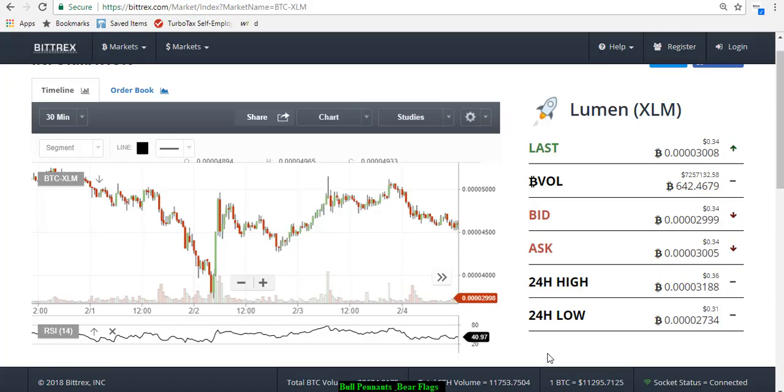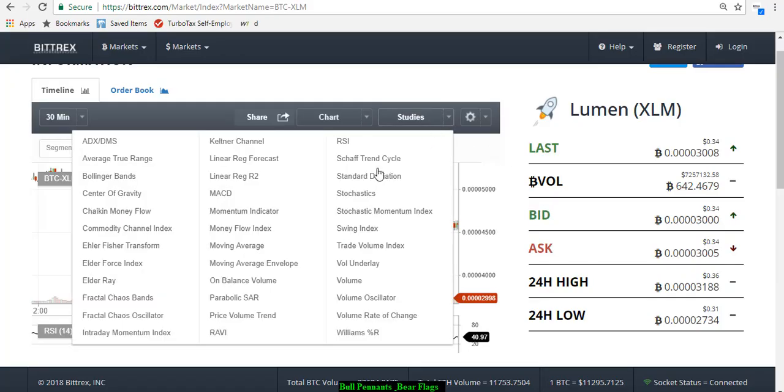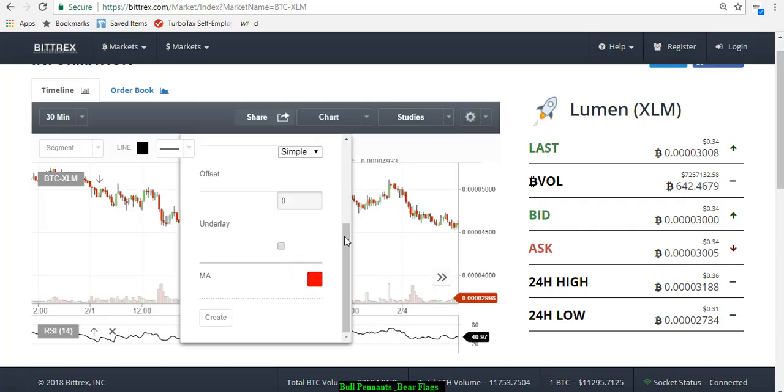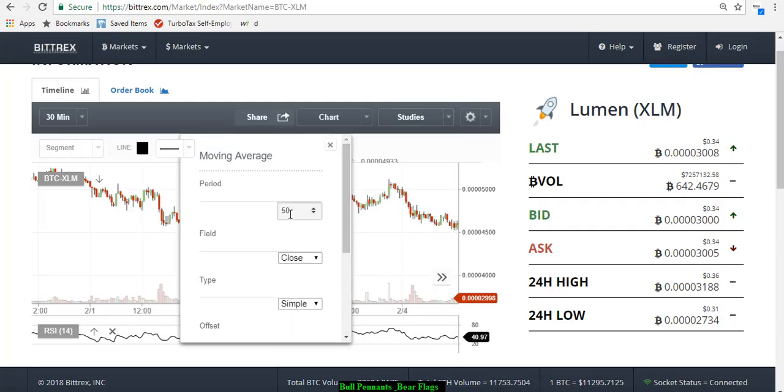All right. So the first thing that you need to do to be able to identify if it's going to be a bull flag, bear pennant is you're going to want to bring up an average. You don't have to bring up multiple ones, just bring up a moving average. So we'll bring up a simple moving average, and I'll put it at like 15 so it follows the chart very closely.